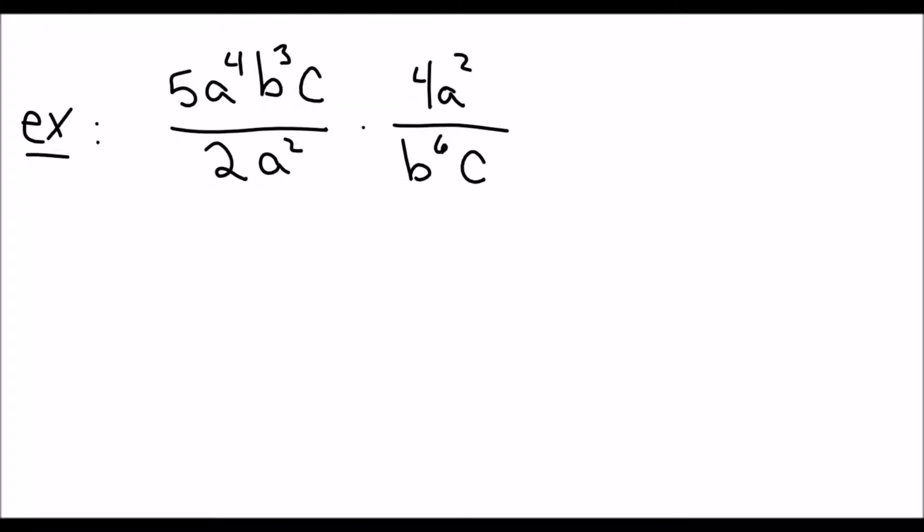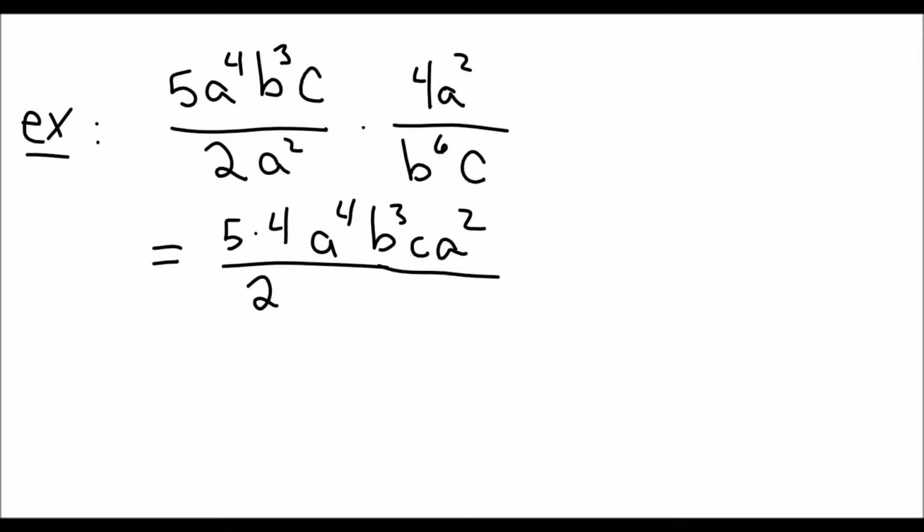What I like to do when I start this is combine the numbers together, and then get the letters together. Even though it's all multiplication, it's easiest if I put the numbers out front and then the letters behind them. So just like multiplying regularly, we have a 5 and a 4, and we're multiplying them together. So 5 times 4. And on the bottom, our only number is 2. And then we can just write the rest of what we have: a to the 4th, b cubed, c, a squared, and a squared, b to the 6th, and c.